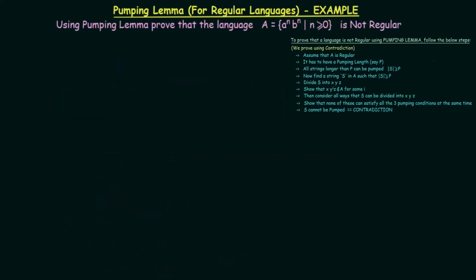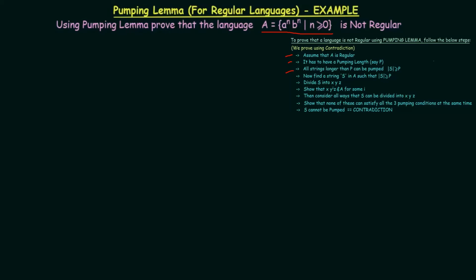Okay, so let's take this example, to prove that this particular language is not regular. If you recall, I have just told you why this is not a regular language, because you need a memory to store the value of n whenever a value of n is given. So that cannot be regular. But you have to prove it using the pumping lemma, and these are the steps to follow. First of all, let's say that A is regular.